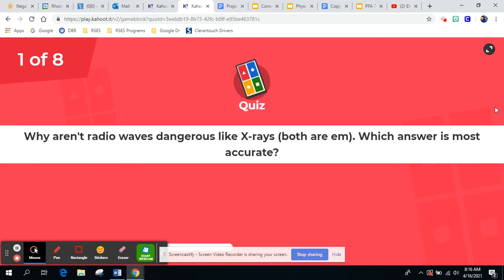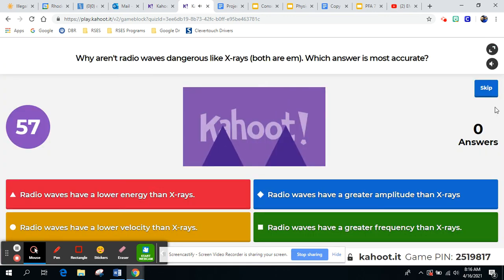Why aren't radio waves dangerous like X-rays? Both of them are EM waves. Go press pause while you think of it.